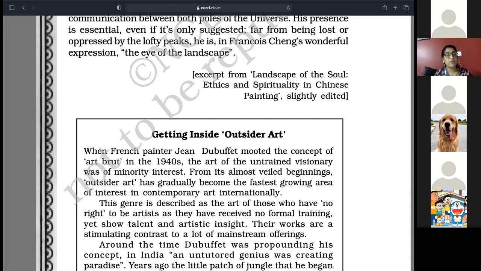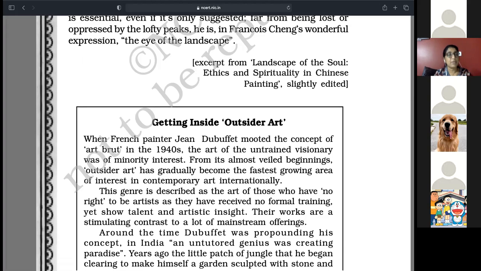but there are people who may not have gone to these schools. They may not have got any kind of exposure to these kinds of schools, yet they may have created aims for themselves. उन्होंने अपने लिए एक ऊंचाई क्रिएट कर रखी होगी. When French painter Jean Dubuffet mooted the concept of art brut, मतलब he brought this concept, उसने इस concept को लेकर आए थे. The art of the untrained visionary was of minority interest.